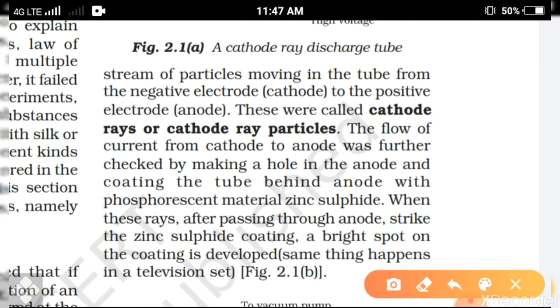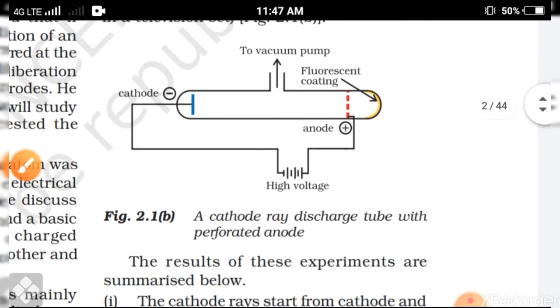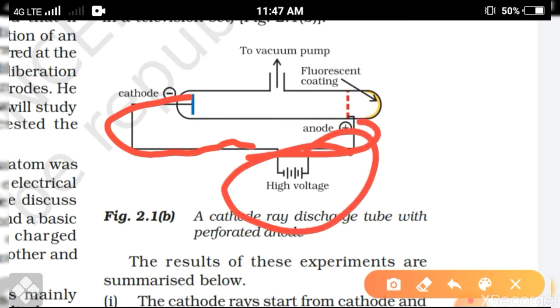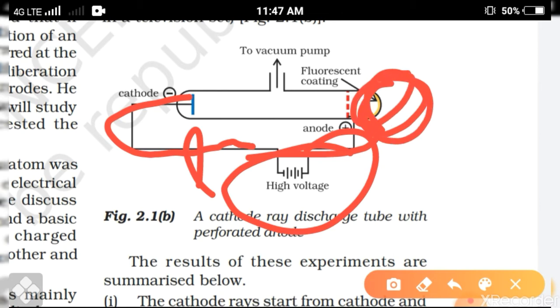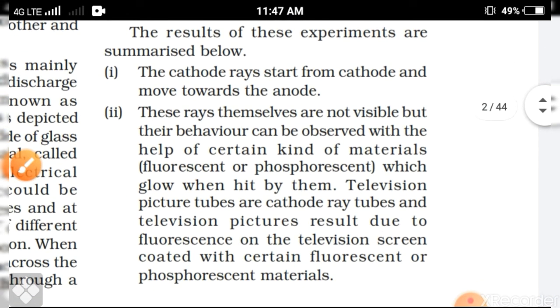So why is this happening? This experiment shows, see here, that when electricity is passed through the cathode, negative, to the positive terminal, anode, at a high voltage and low pressure, and this is the coating of fluorescent zinc sulfide. After the striking of the electricity in this tube, a bright spot is created. So what is the result of this experiment?